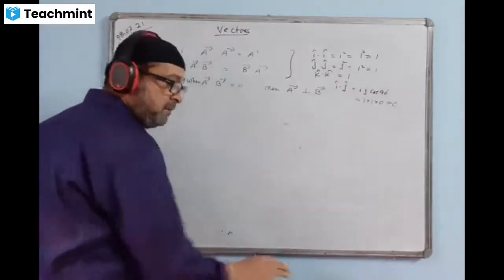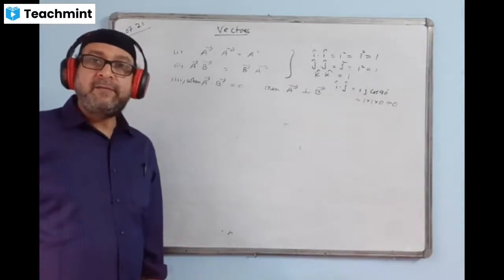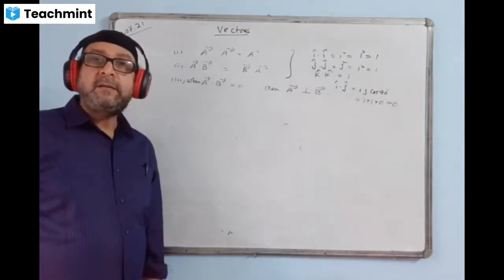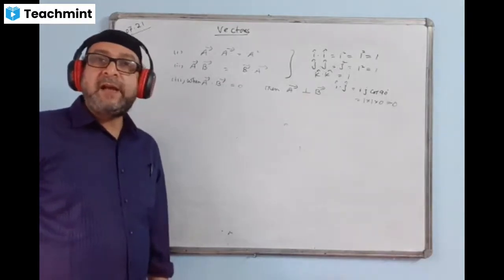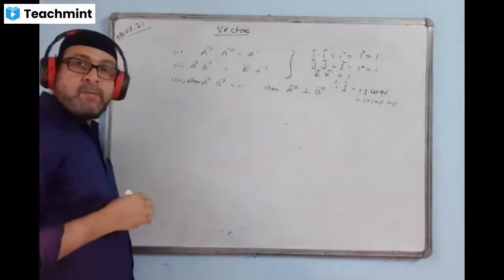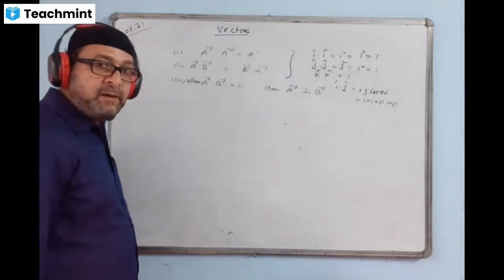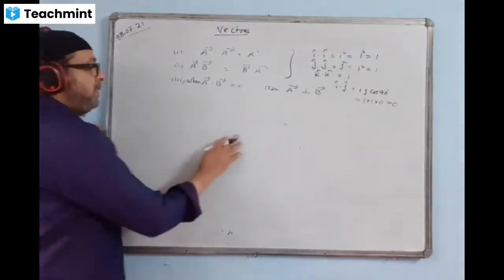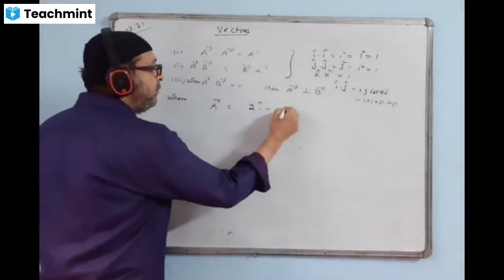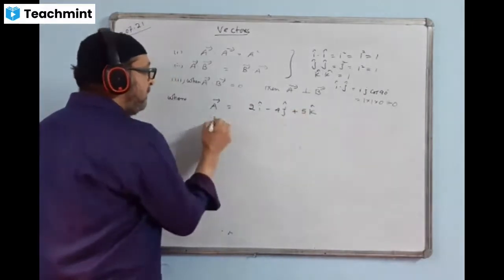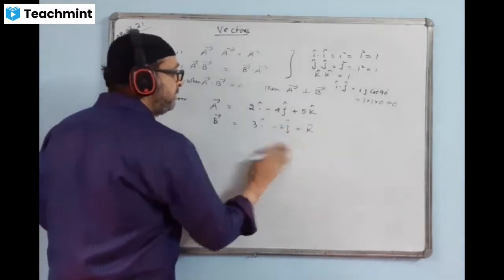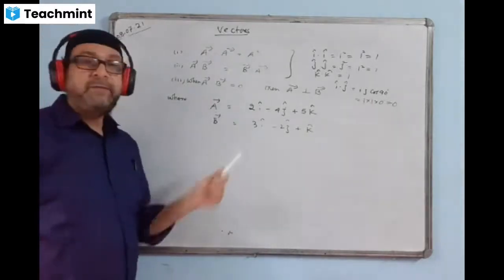Now, write a question. Find the angle between the vectors A and B, where A equals 2i minus 4j plus 5k, and B equals 3i minus 2j plus k. These are the two vectors given. We have to find the angle between them.